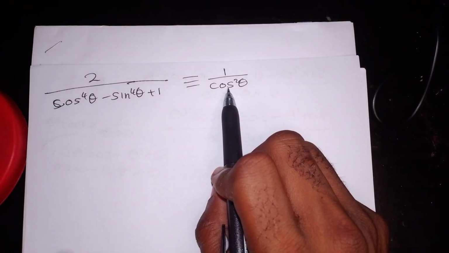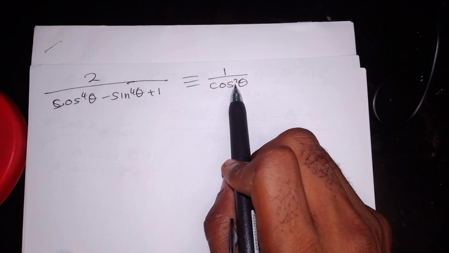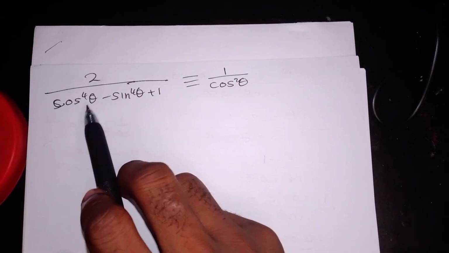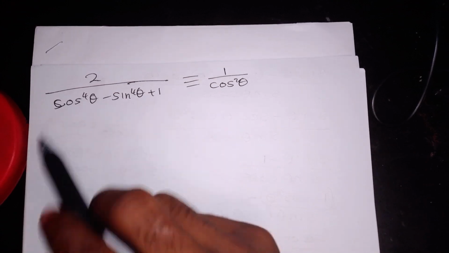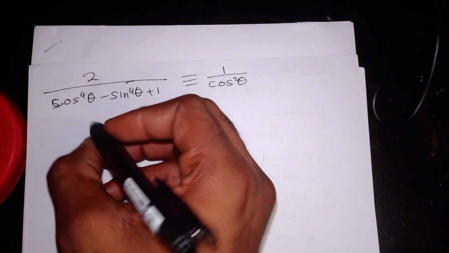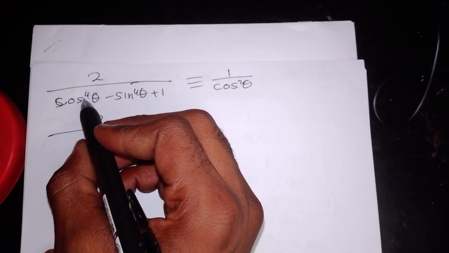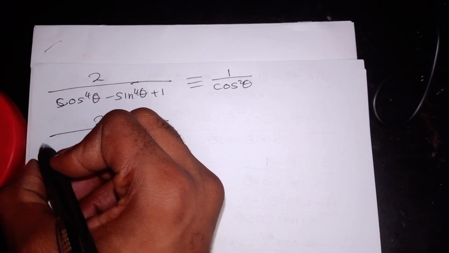Secondly, this one has been squared, then we have 4's there. So the first thing you want to do is to factorize this using the difference of two squares, because you don't want the 4's, you want the 2's.